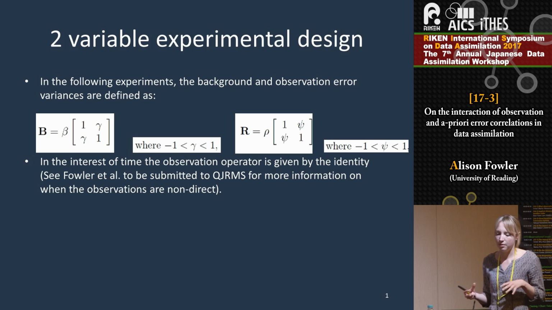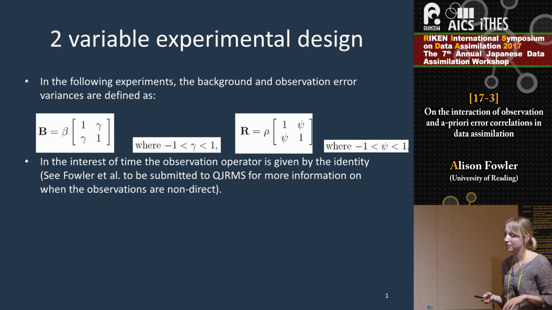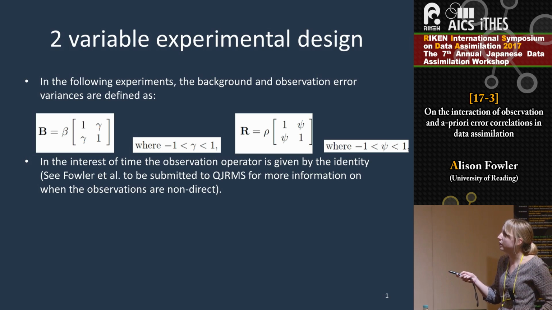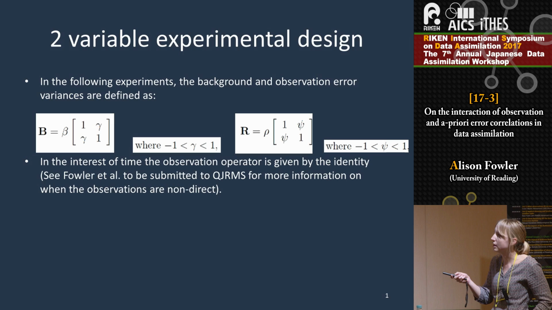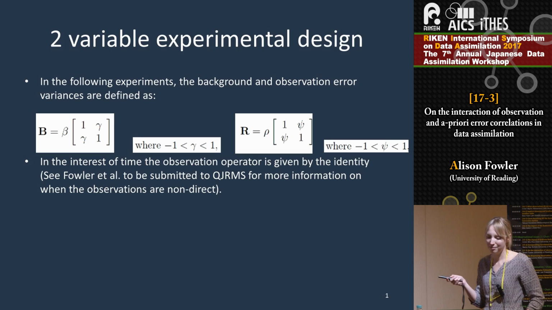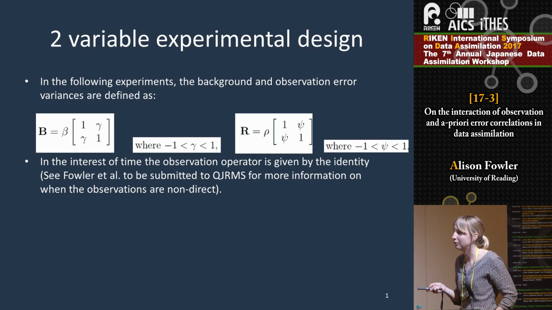So I've set up the most simple experimental design to really try and understand this. It's just a two-variable experiment where my B matrix has this form, where beta is my background error variances and gamma is the correlations. My observation error covariance matrix has a similar form, with variances and correlations. In the interest of time, I'm only going to talk about the case when the observation operator is identity. But we have a paper that's pretty much ready to be submitted, so I can give you more information on that.